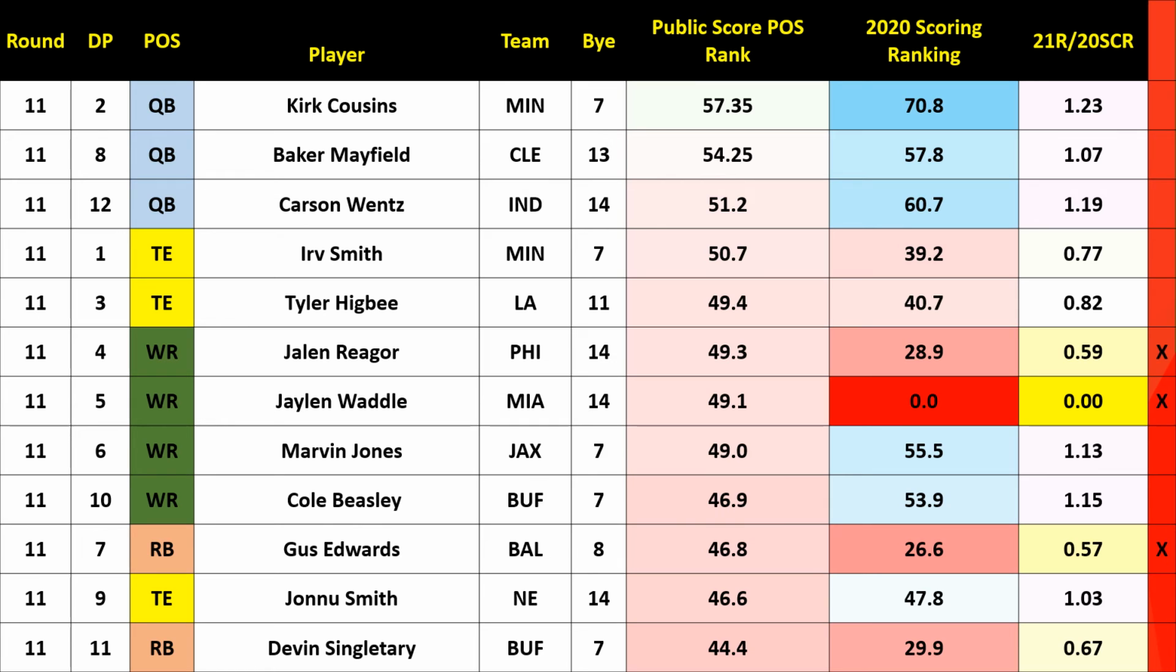Singletary's an interesting play in here. Everybody's talking Moss. Singletary's going to be in there. It's going to be a committee. You might be able to collect at the goal line. He may be your RB4, maybe. 12th round.